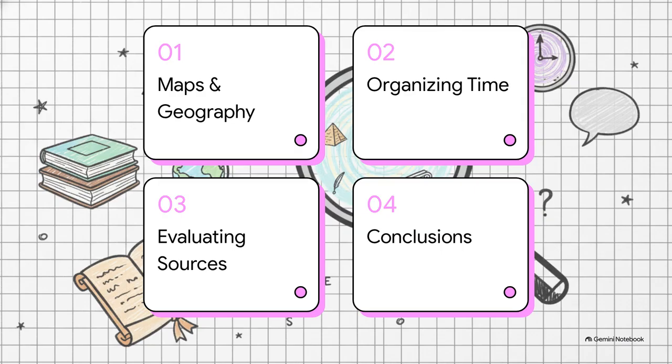Section 1 covers maps and geographic tools. Section 2 looks at chronology and organizing time. Section 3 dives right into evaluating sources. And finally, Section 4 wraps up with communicating conclusions.